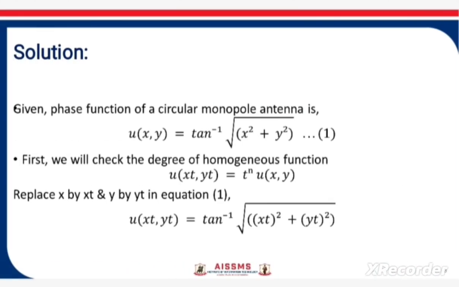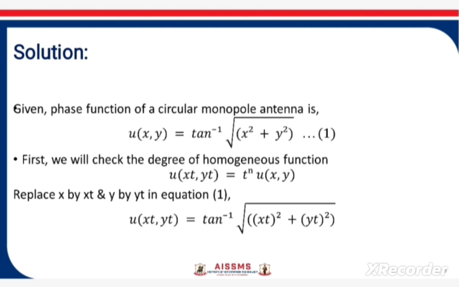Now we will see the solution. They have already defined the phase function of a circular monopole antenna: u of x, y is equal to tan inverse of square root of x square plus y square. We say this is equation number 1. Before applying Euler's theorem, we first need to check whether the given function is homogeneous or not. If it is homogeneous, then we need to find the degree. So how can we check whether the given function is homogeneous?